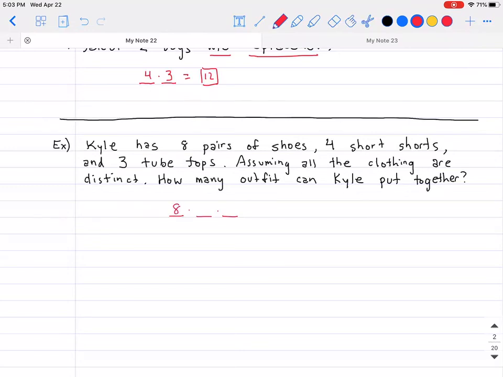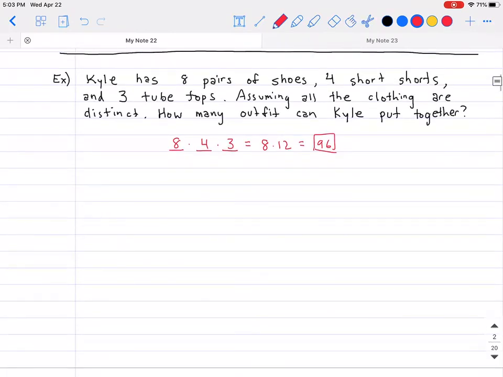The first case, we have 8 pairs of shoes to choose from, so that's going to be 8. Then in the second case, we have 4 pairs of shorts to choose from, so for each one we branch out by 4. And finally, for the last one, we have 3 tube tops to choose from, so that's multiplied by 3. So our answer is 8 times 4 times 3, which is the same thing as 8 multiplied by 12, which comes out to be 96.